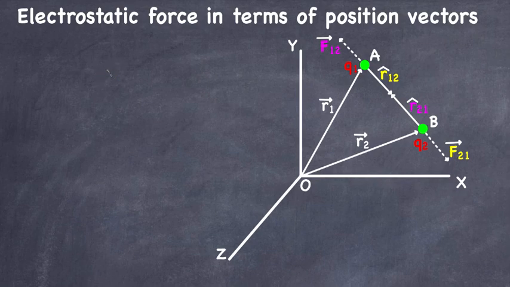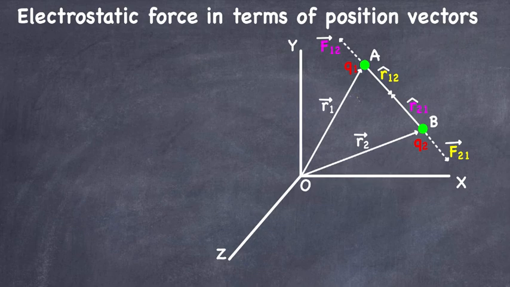In this video, I'm going to write down the equation for electrostatic force between two charges in terms of their position vectors. So let's say we have a charge Q1 and its position vector is R1, and charge Q2, which is lying at point B, and its position vector is R2.